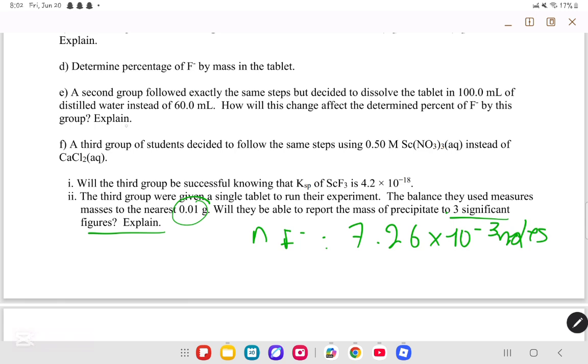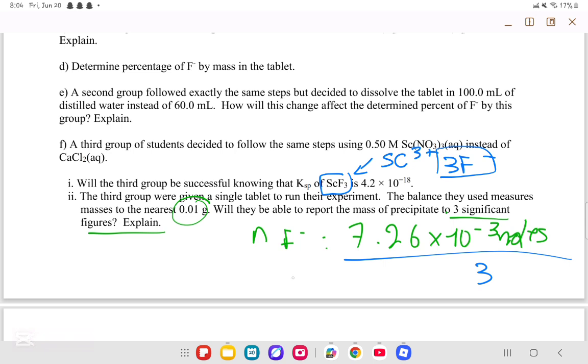So it's going to be the same exact number of moles. But in this equation, if you pay attention, you will see it's Sc3+ and F minus. So to balance it, you need 3 F minus, so you divide by 3 F minus particles. So 7.26 times 10 to the power of minus 3 over 3. You will get an answer of 2.42 times 10 to the power of minus 3 moles.